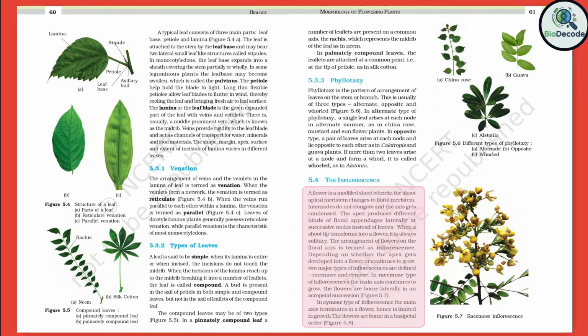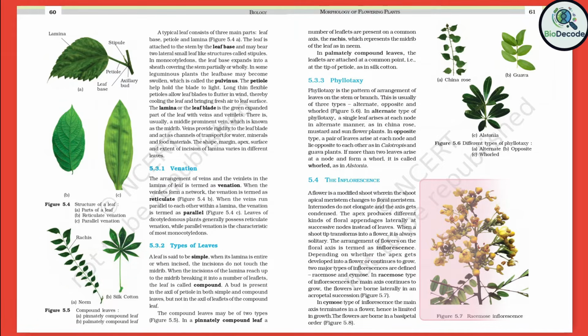In cymose type of inflorescence, the main axis terminates in a flower, hence is limited in growth. The flowers are borne in a basipetal order. Figure 5.7. Racemose inflorescence.